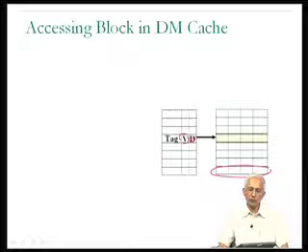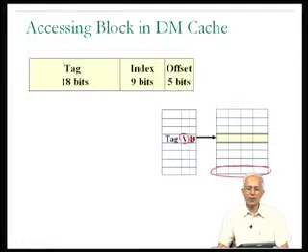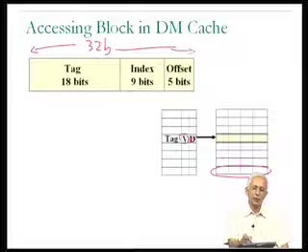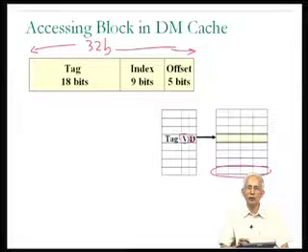Now the way that the accessing of the block will happen in the direct mapped cache is, you will remember that in the previous slide we have worked out that the 32-bit address is viewed by the cache hardware as follows: the least significant 5 bits are the block offset, the intermediate 9 bits are to be used to index into the cache directory, and the most significant 18 bits are what are called the tag.